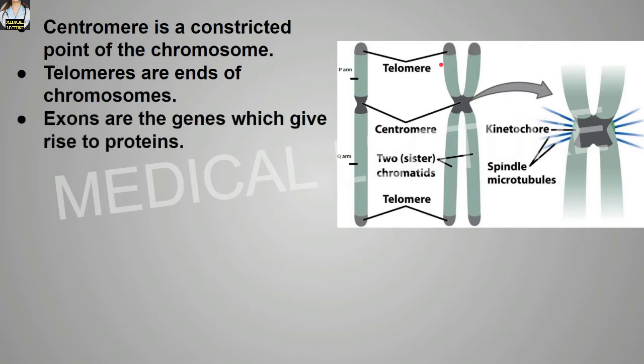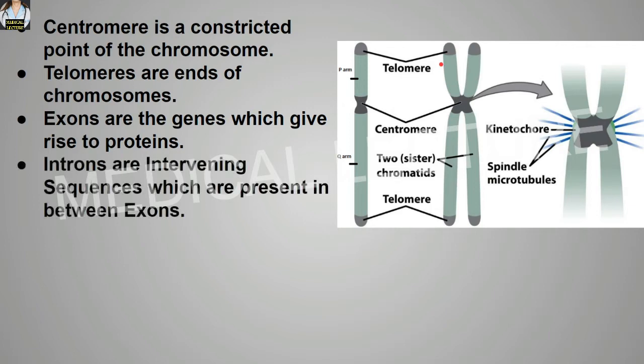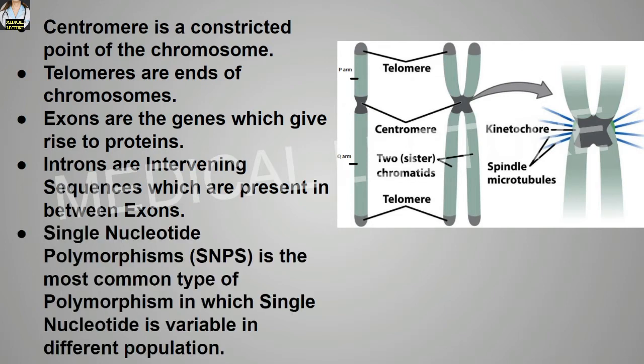Exons are the genes which give rise to proteins. Introns are the intervening sequences which are present in between the exons. Single nucleotide polymorphism is the most common type of polymorphism, in which a single nucleotide is variable in different populations.